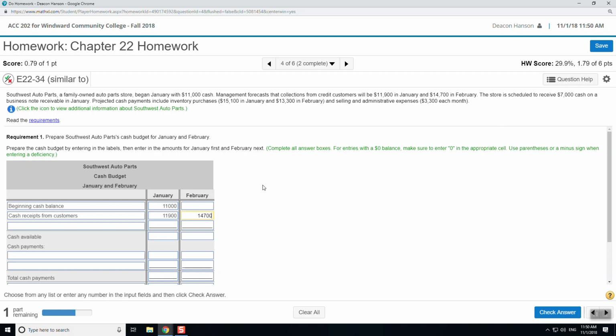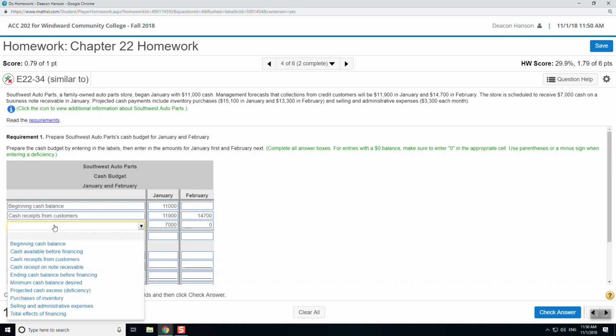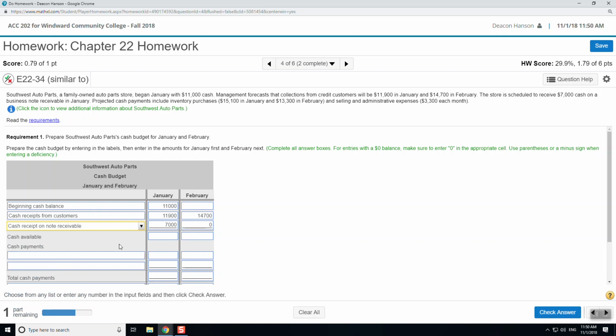And they're scheduled to get 7,000 on the note receivable in January, but nothing in February. Okay. So collection on note receivable. So then we can add up January, so we'll have 29,900.